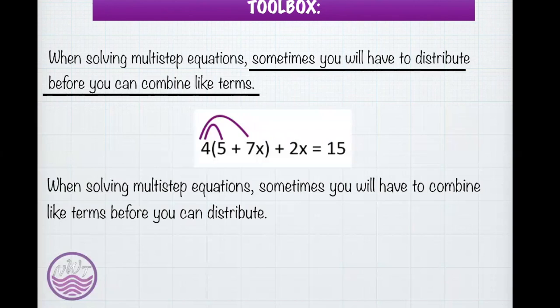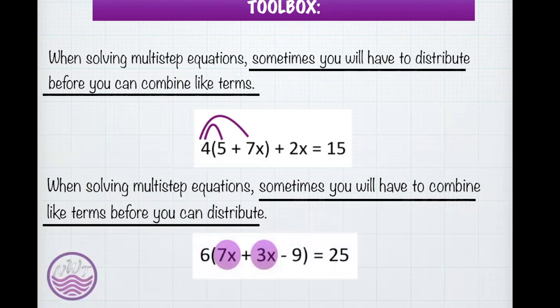The next possible thing you might see with multi-step equations is when sometimes you will have to combine like terms before you can distribute. Here's what that might look like. In this equation, you see the difference from the first one. Now, instead of my parentheses only being around 2 of them, there are around 3 of them.